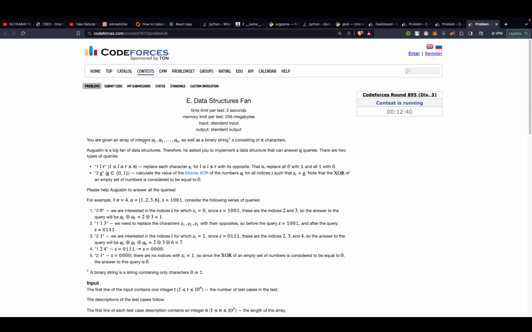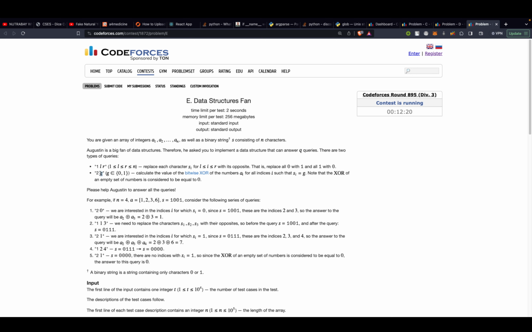So the problem states that you are given an array of integers a1 up to an, as well as a binary string s consisting of n characters. And then there are two kinds of operations you can perform. One is 1 L R. What 1 L R basically does is it takes your binary string and inverts all the bits from L to R, right?